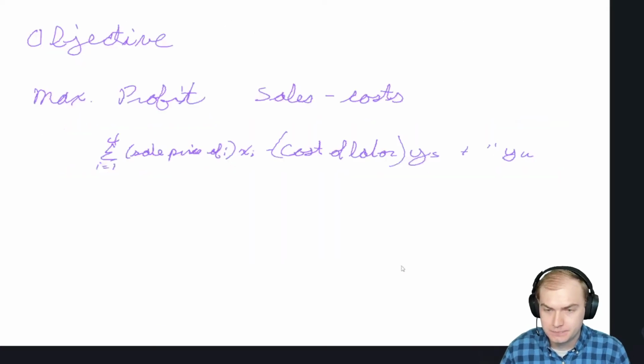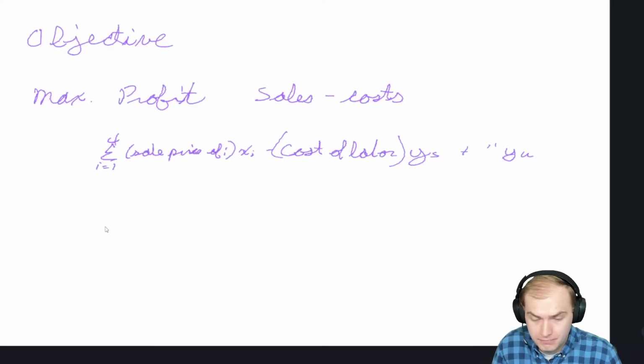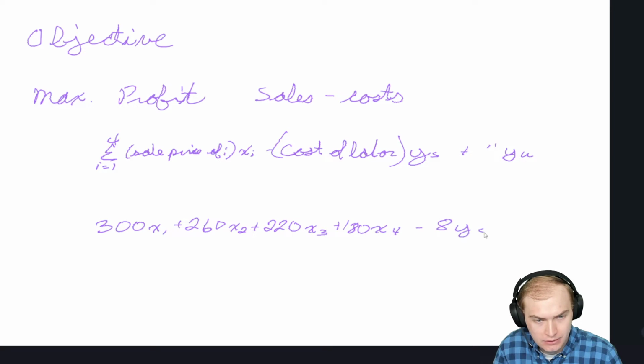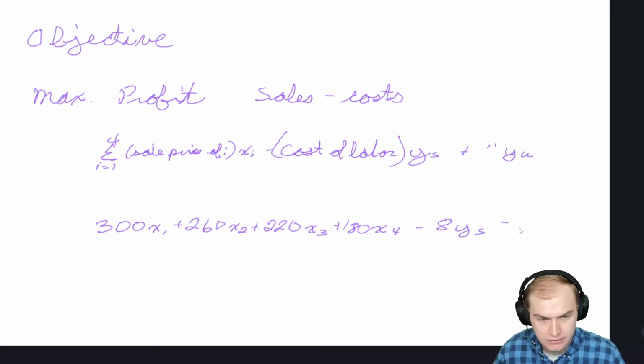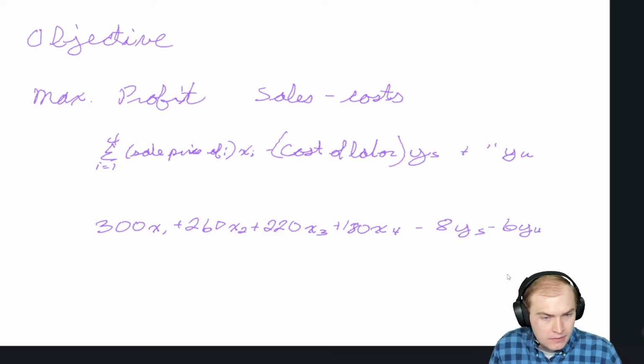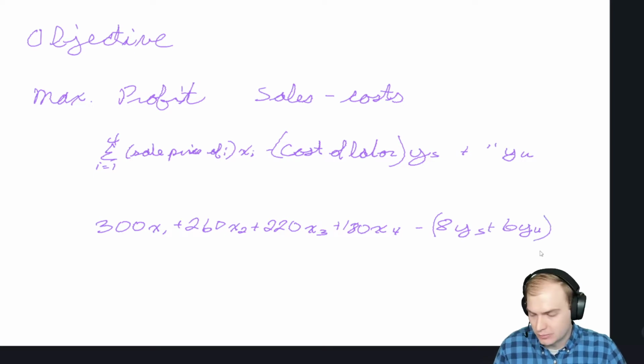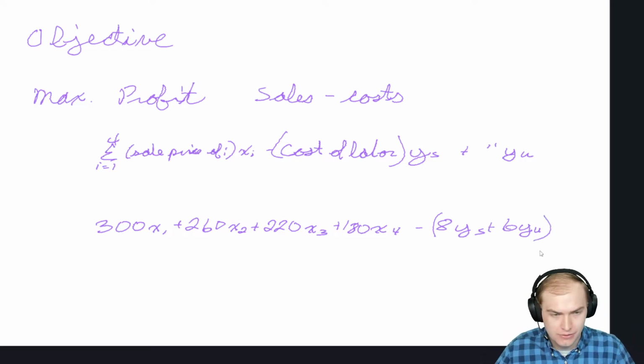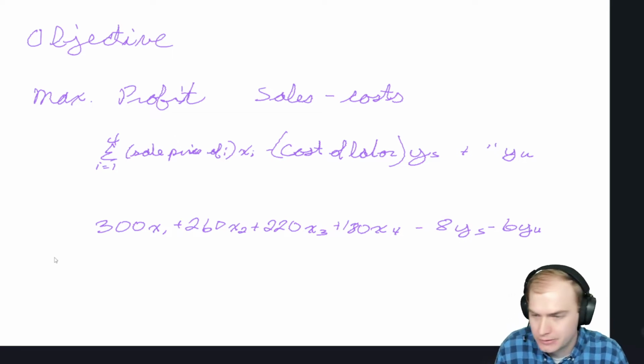So this reduces to 300 x1 plus 260 x2 plus 220 x3 plus 180 x4 minus 8 y_s minus 6 y_u. They put some parentheses around this in the book. It doesn't really make a difference. It's just to show you things. It looks cleaner to me without it, but do whatever you want.